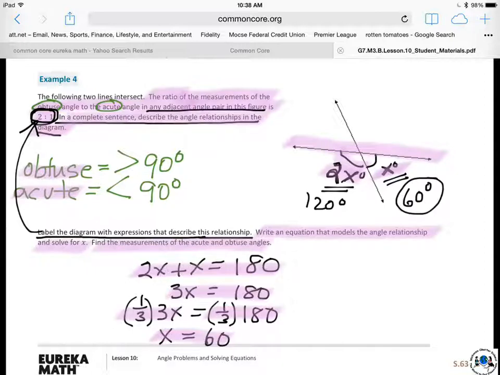Right there. All right, because it is x, and then 2x, of course, is going to be 120, because that's 2 times 60 is 120. And you can see if you add those two together, they're going to equal 180, and that's correct. Now you also know too that this angle here is vertical to this one, so this is also going to be 60 degrees. And then this one here is also going to be 120, because it's also vertical to the 2x.